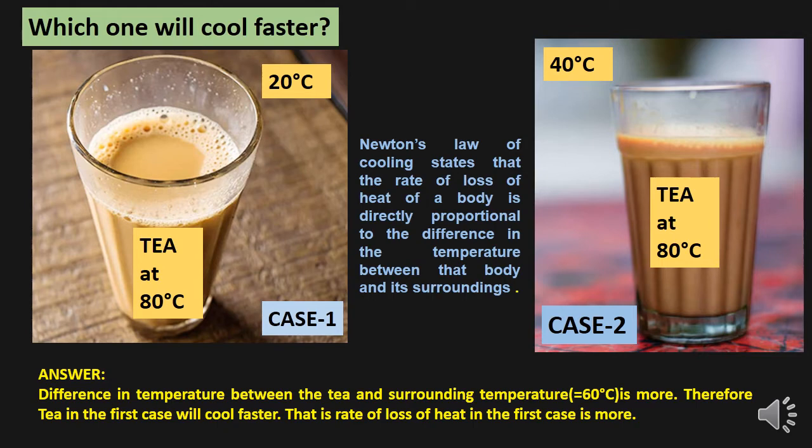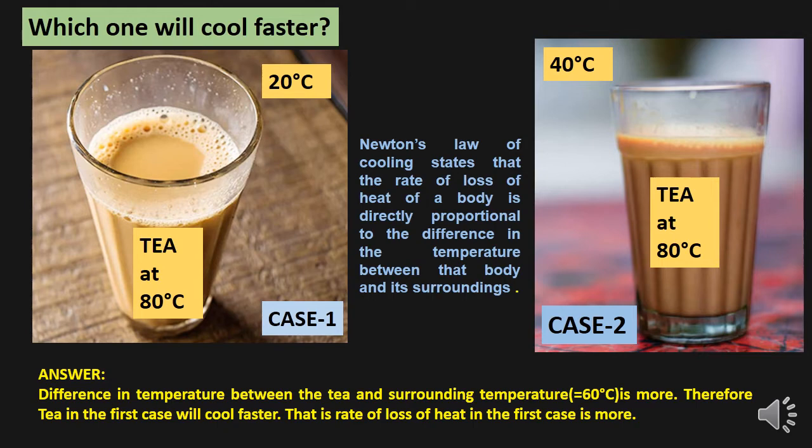The answer for this particular question could be answered and also explained with the help of Newton's law of cooling. Before going to see about Newton's law of cooling, I will tell the answer. In the first case, the temperature difference between the tea and the surrounding is 60 degrees Celsius. In the second case, the temperature difference between the tea and the surrounding is 40 degrees Celsius.